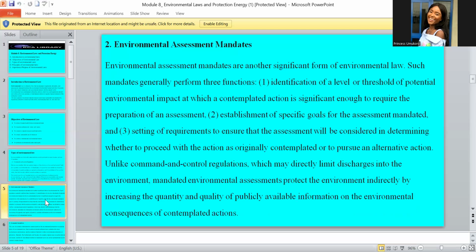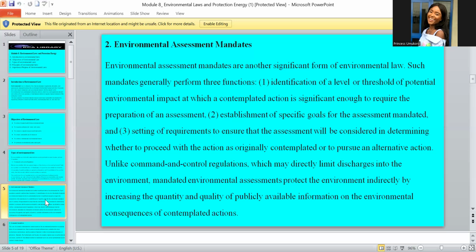Number two, environmental assessment mandates. Environmental assessment mandates are another significant form of environmental law. Such mandates generally perform three functions. Number one, identification of the level of threshold of potential environmental impact at which a contemplated action is significant enough to require the preparation of an assessment.